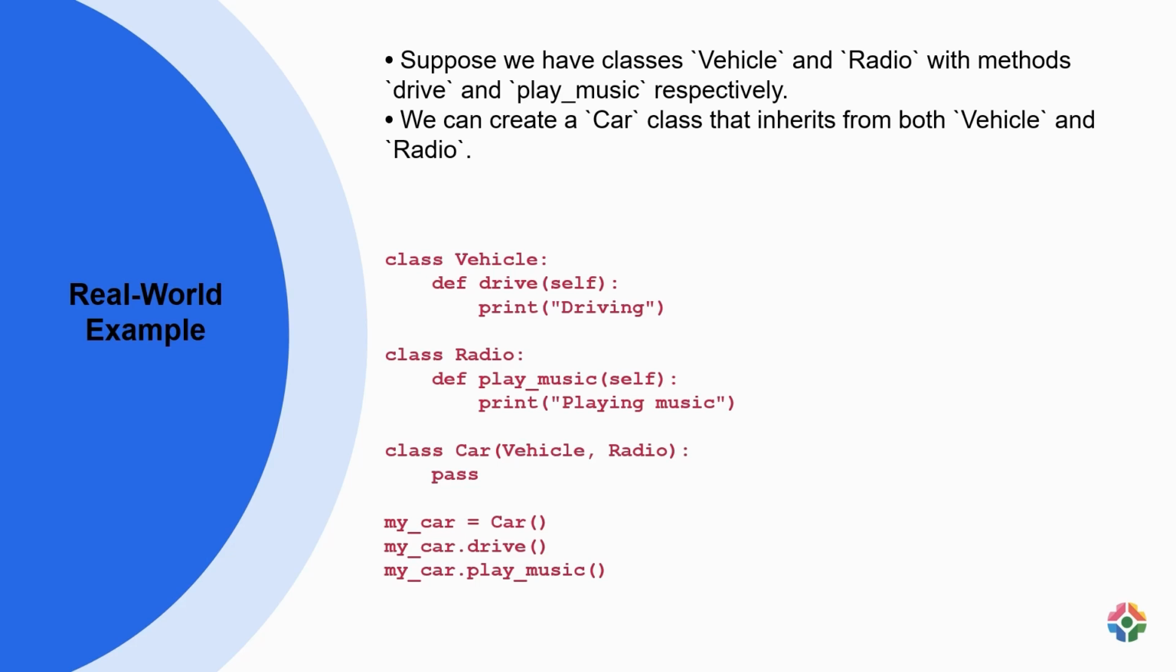This code structure enables a scenario where a car object can exhibit behaviors of both a vehicle, such as driving, and a radio, such as playing music, showcasing the concept of multiple inheritance in object-oriented programming.